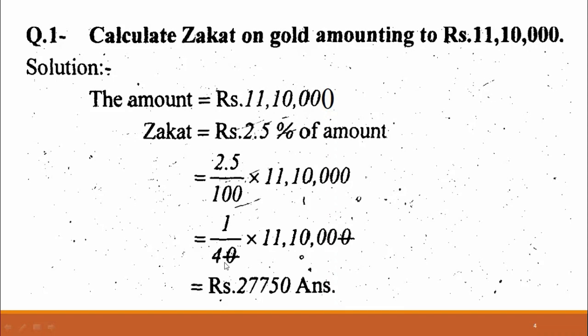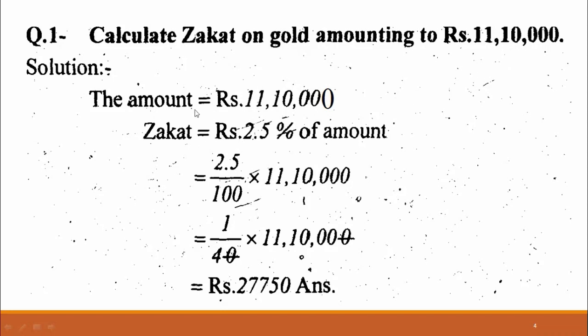So 2.5 out of 100, or 1 over 40, 1 rupee out of 40. Then how much Zakat for this total amount? So 1 over 40 multiplied by 1110000, and after simplification of this expression, we obtain 27,750 rupees as the amount of Zakat for this total gold amount.